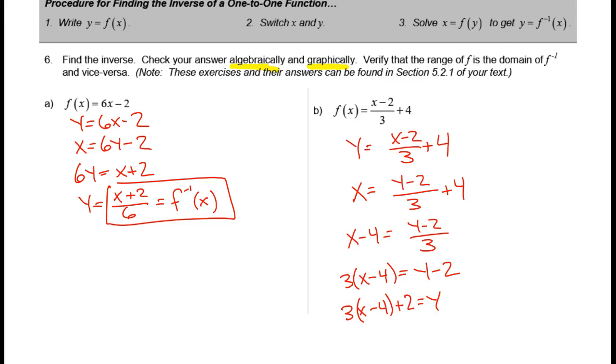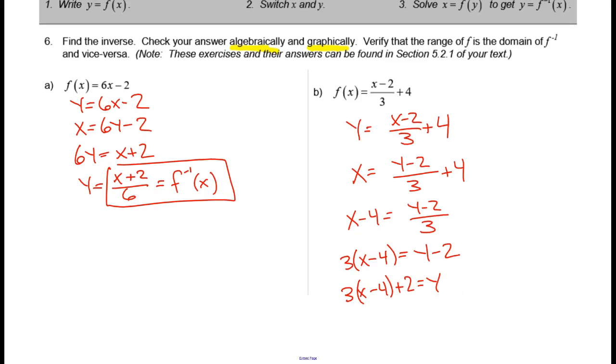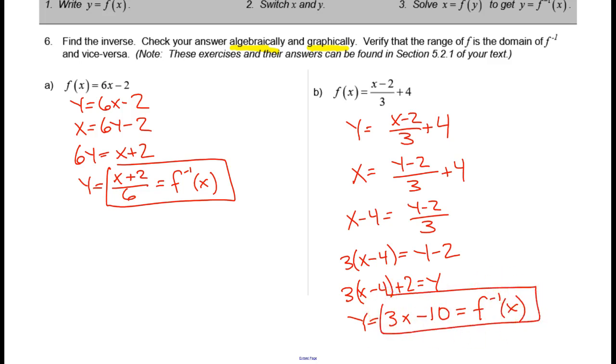Okay, so I'm almost done. Let's just clean this up a bit. I'm going to rewrite this as y equals 3x minus 12 plus 2, which is minus 10, and that's f inverse of x. Congratulations, folks. Give yourself a little pat on the back. You just found your first 2 inverse functions. Plenty more to do in the rest of example 6 in the next couple videos.